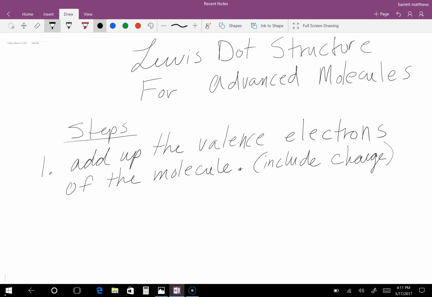If there is a charge, we will include it. Most likely we'll be talking about negative charge, so the more negative it is, the more electrons we will add to our total.